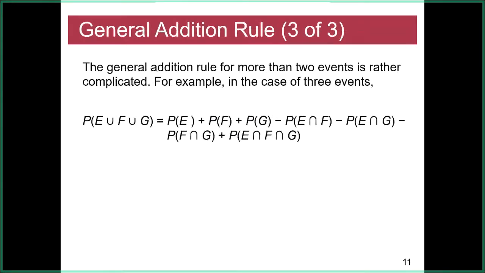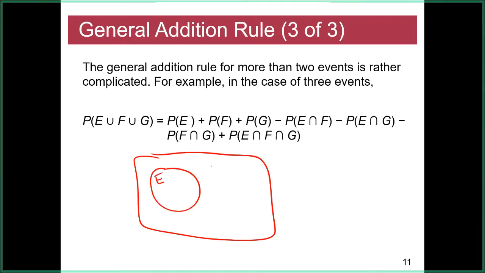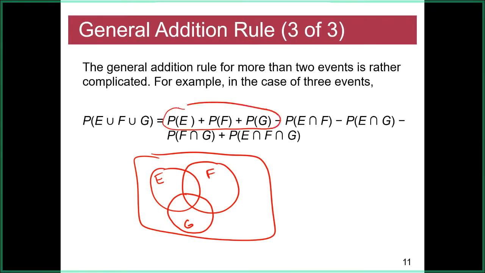Now, there are a lot of ways we could go about doing these. If we're going to combine 3 events, then we have to subtract out the overlaps. We do not have the triple Venn diagram, but let's say here's event E, here's event F, and here's G. So we add the probability of E, the probability of F, and the probability of G. Well, that counts these overlap spots here more than once.